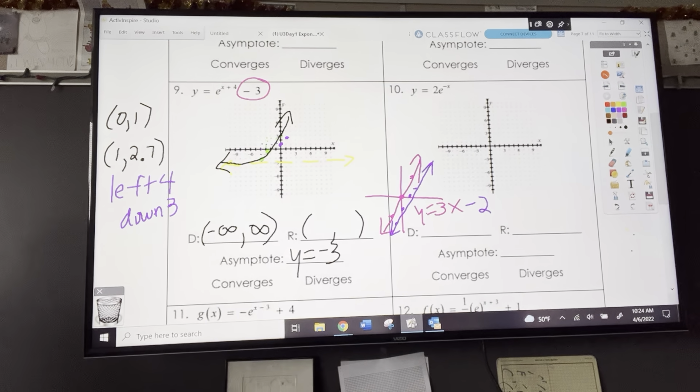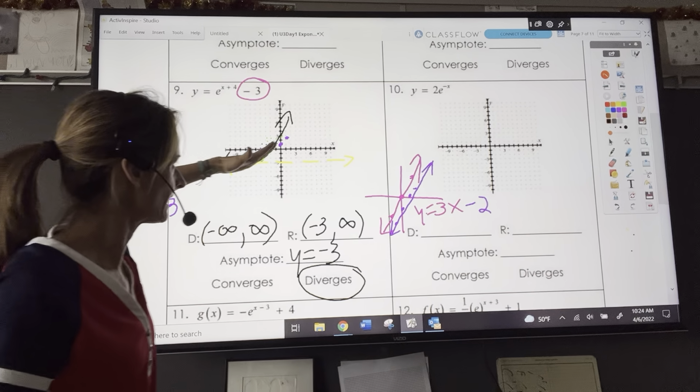Okay. So the range is from -3 to infinity. And this graph is diverging. It's going away from the asymptote.